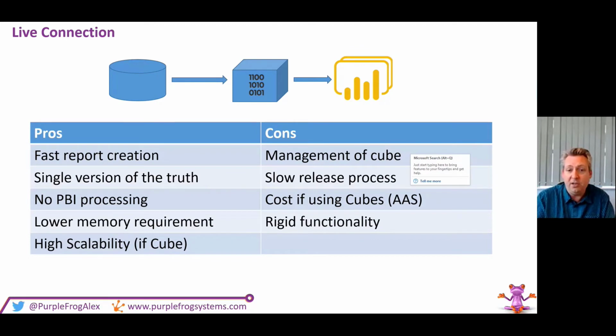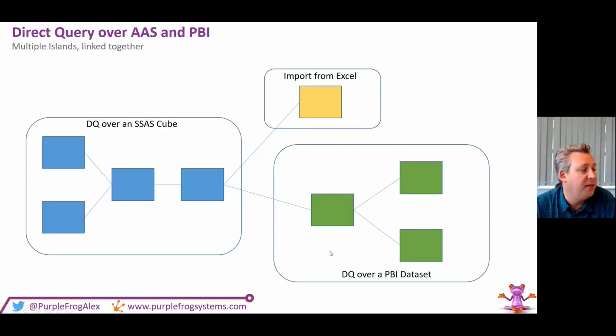So you need a tool like Power BI Sentinel to map out the data lineage for you and the usage logs to see who's using it, what's going on, what can you change, and what's the impact of making that change. But also you've got this rigid functionality of you can't change anything. But that's where the DQ model comes in, where you can start to bring multiple islands of data together.